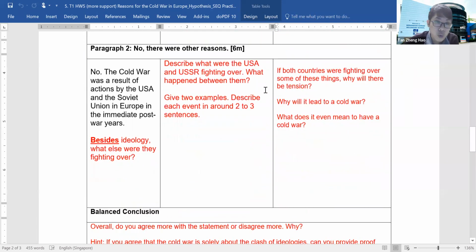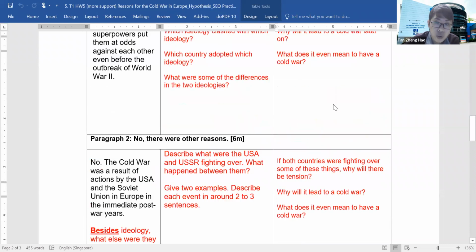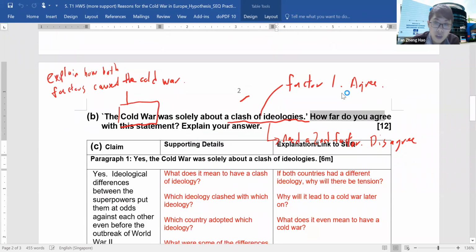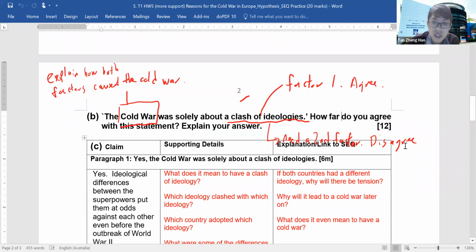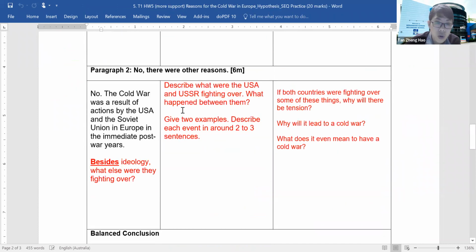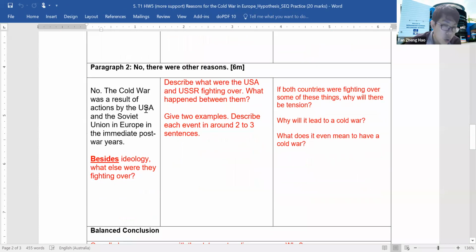Now, for paragraph 2, just now I mentioned, they ask you how far do you agree? So you have to give me why you agree and why you disagree. So you must also suggest the Cold War was not just about a different ideology, it was about a clash in other things. So what are these other things? You can see the teacher gave this statement, the Cold War was a result of action by USA and Soviet in Europe in the post-war years.